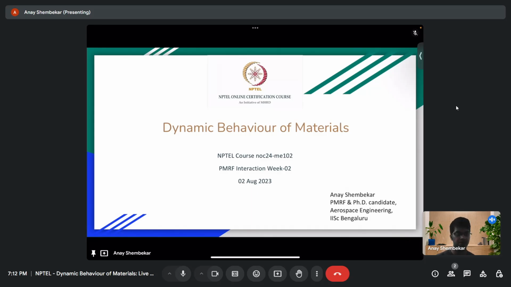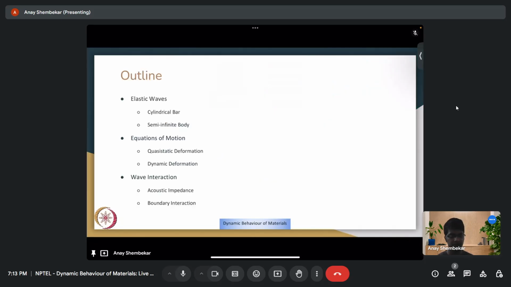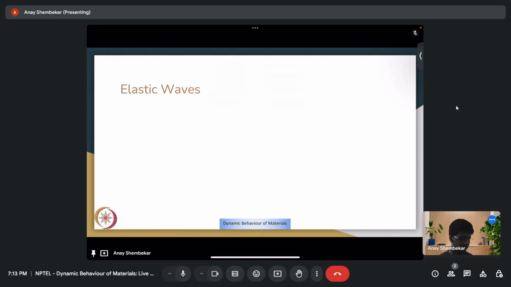In this session, we'll be covering the contents as well as a couple of examples to elucidate the concepts which were taught in the current week, that is week number 2. So this is the outline of topics that were covered. We'll quickly go through the concepts of each of these and supplement our understanding of the same with some problems.